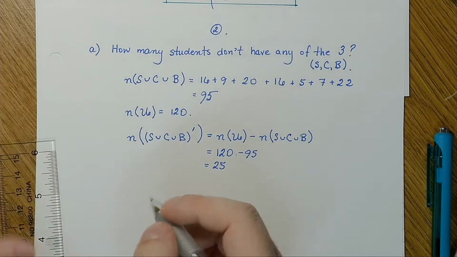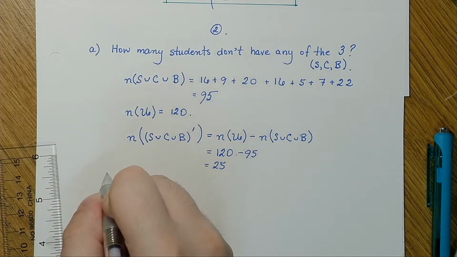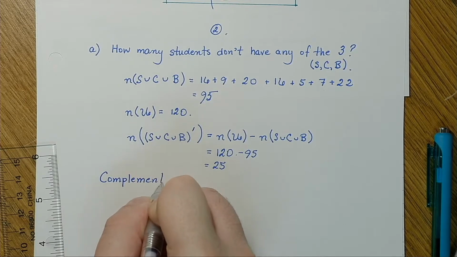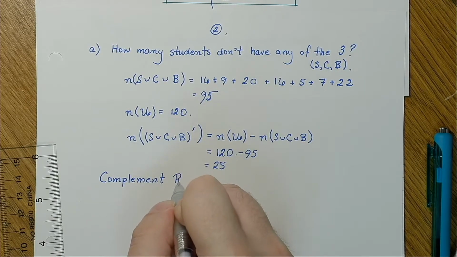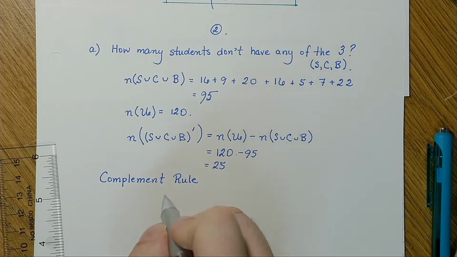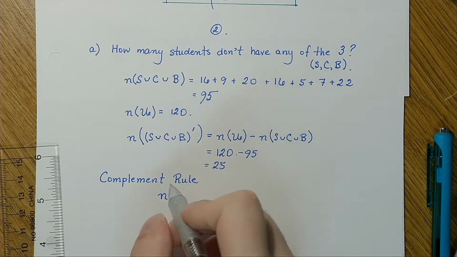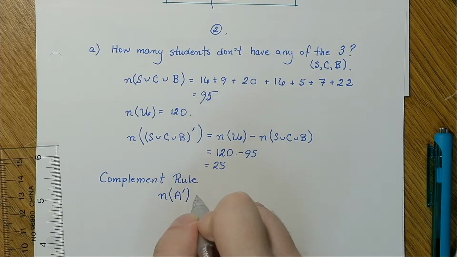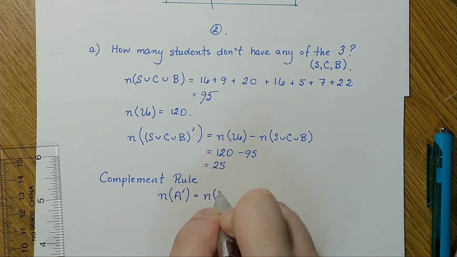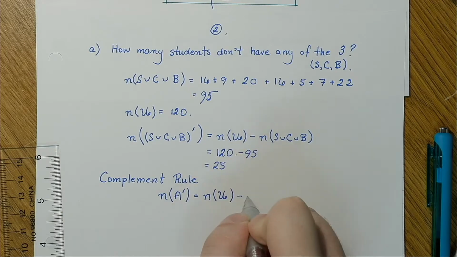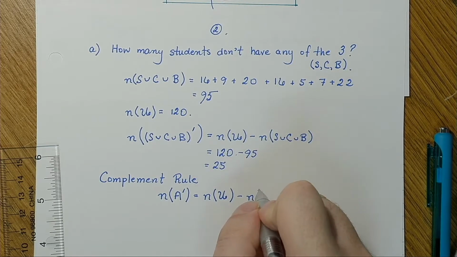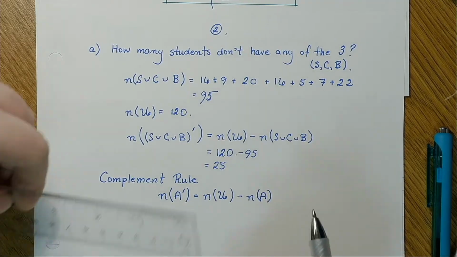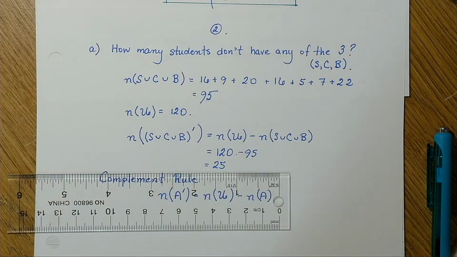So let me just introduce that this is also called the complement rule. So that the number outside of a set, say A, is equal to the number in the universe minus what's inside of that set. So this is kind of important. I'll put a red box around it.